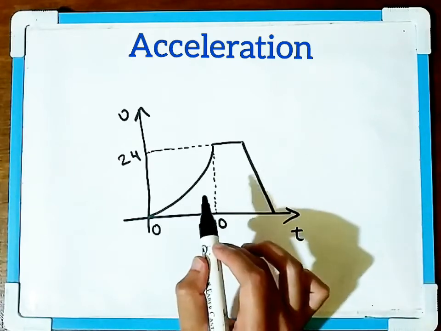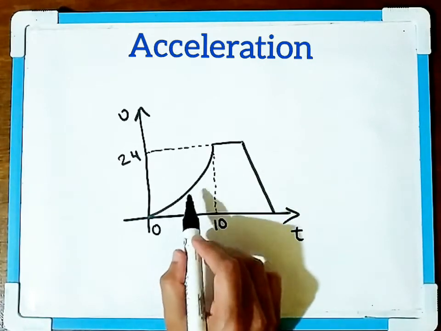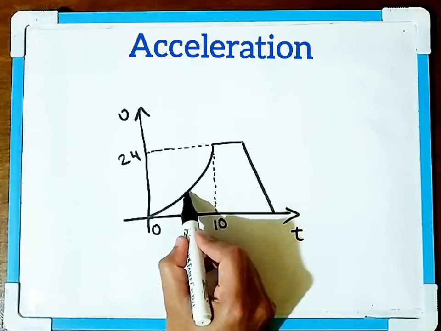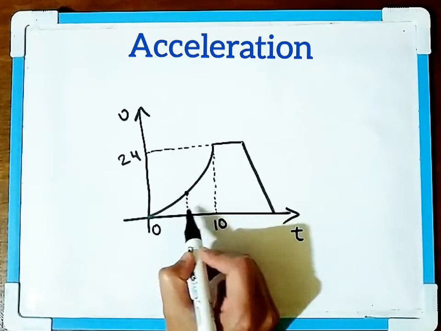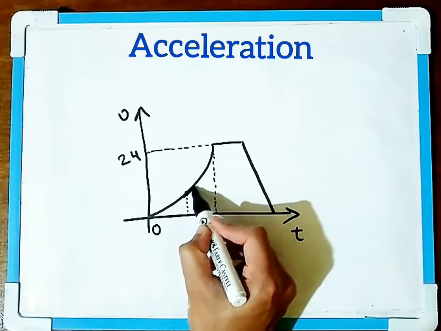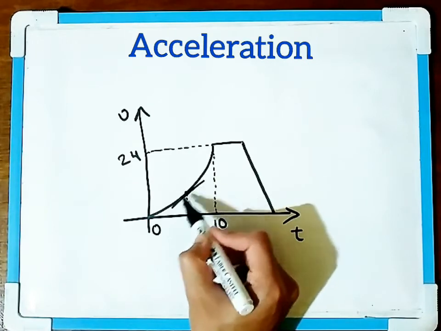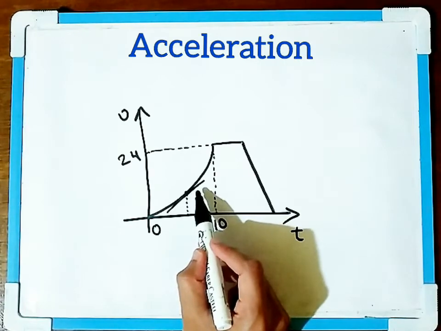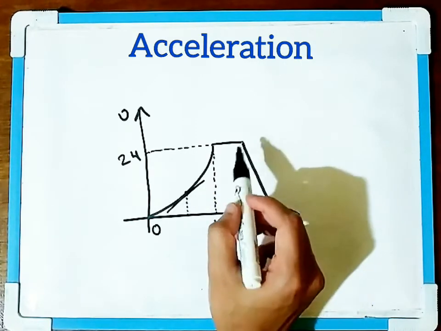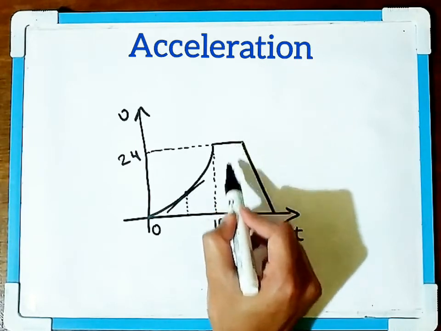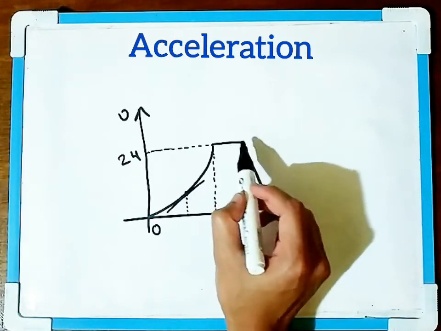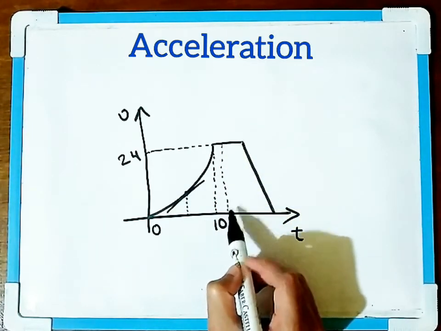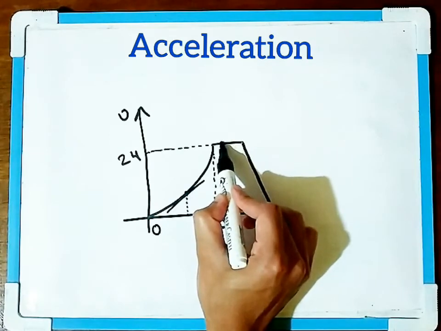Now the instantaneous acceleration will give you the acceleration at any instant of time. For example, if you want to know the acceleration here, you will have to draw a tangent at this point. And the slope of this tangent will give us the instantaneous acceleration. For example, if I want to know the acceleration at 11 seconds, let's say this is 11 seconds, I'll have to draw a tangent at this point.